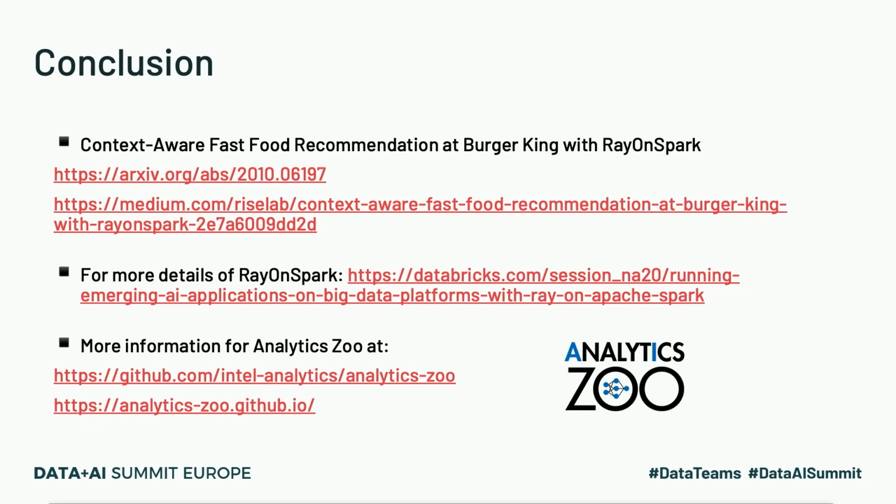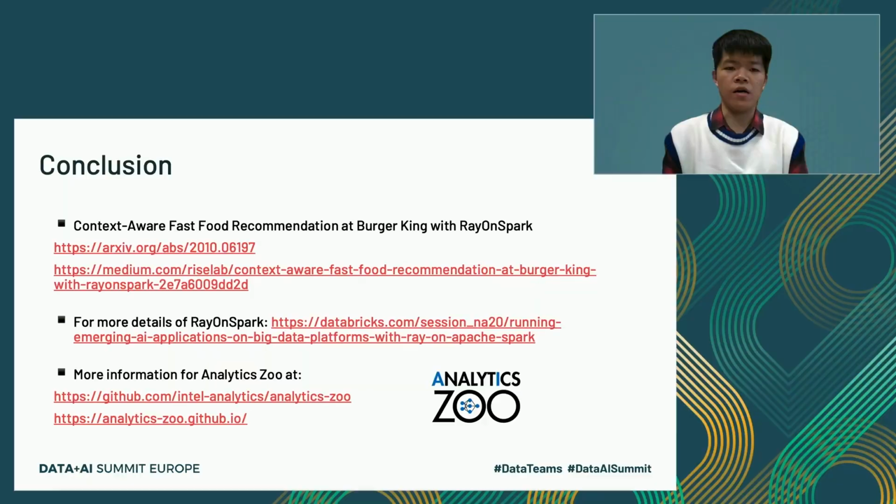Okay, so here comes the end of this session. As a wrap up, in this session, we talked about the joint work of Burger King and Intel to build an end-to-end context-aware fast recommendation system using Ray on Spark. We have released a paper and a blog for our cooperation with the links shown here, and you may take a look at it later.